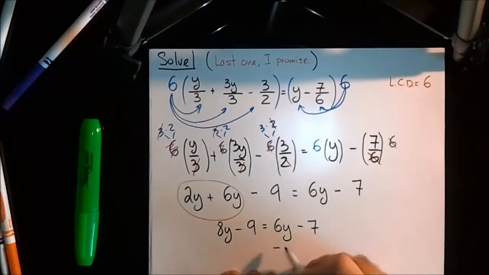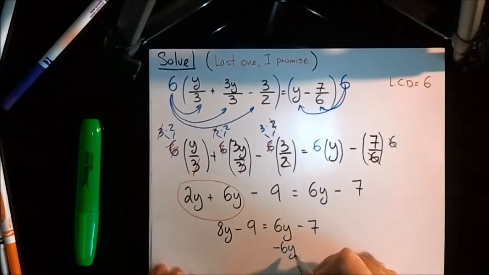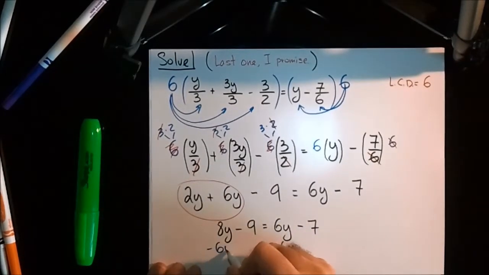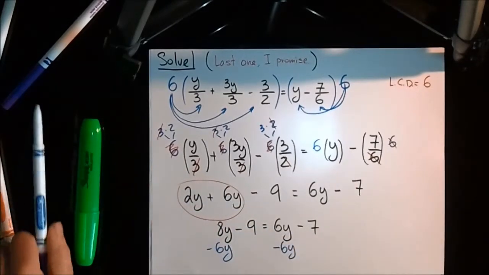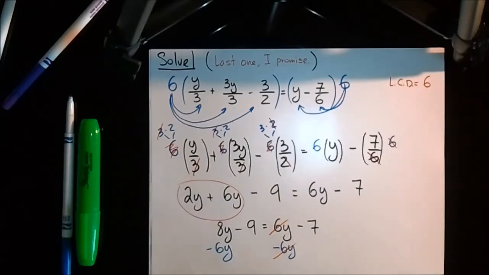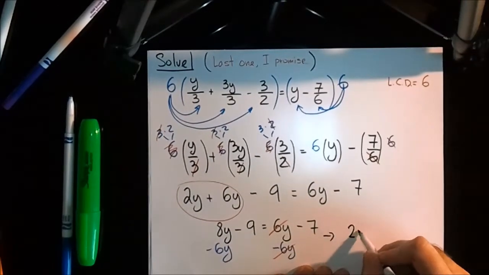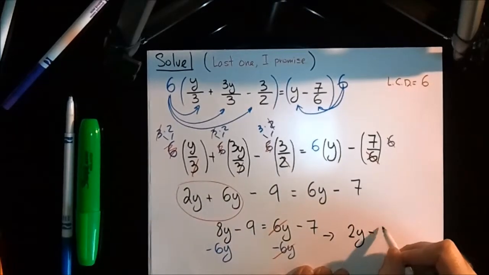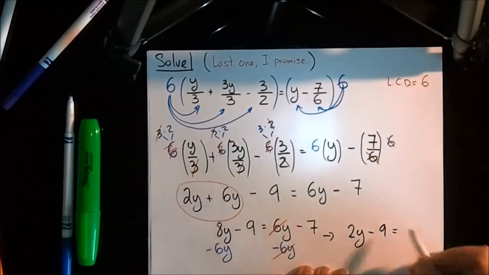I get rid of a 6y by subtracting 6y. And I got to do it from both sides. That's gone. 6y minus 6y is 0, just like 6 minus 6. Okay. On the right side, I'm going to run out of space here. I have 8y minus 6y, which is 2y. Minus 9 is still there, equals to this minus 7.